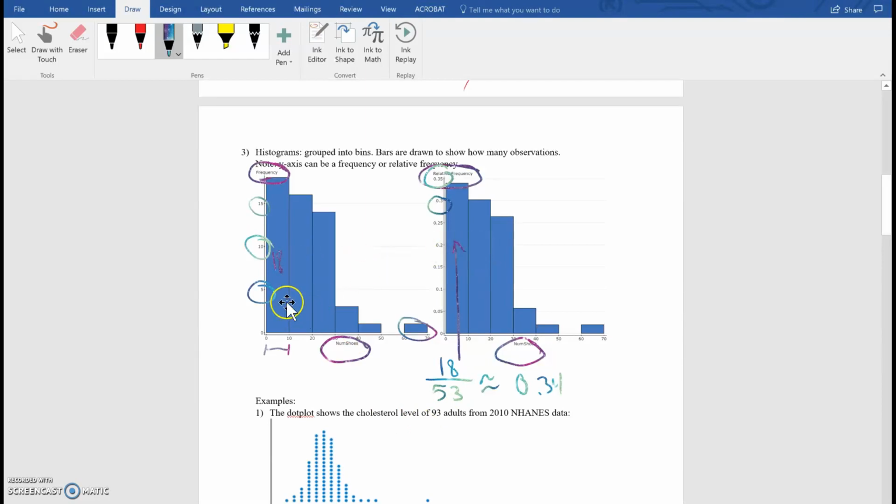Okay, so I'll stop here, and in the next one we'll do examples using these graphs.